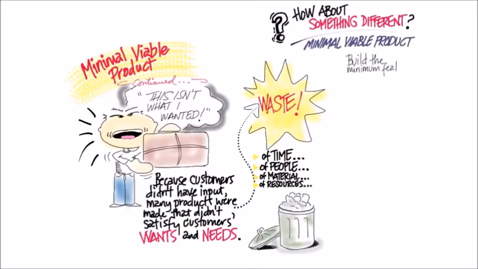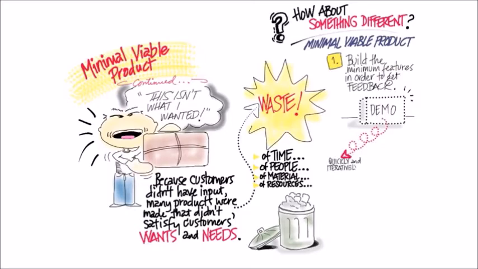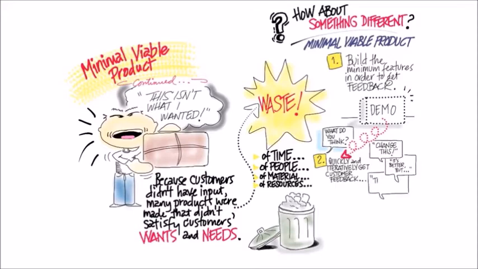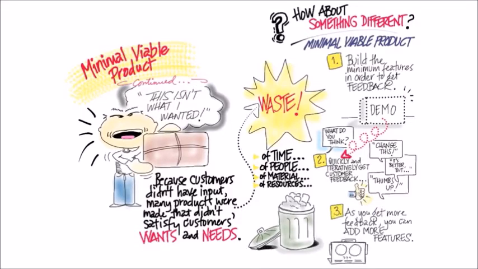Build the minimum features in order to get feedback. Now, feedback could take the form of input verbally, or they gave you early orders, or they gave you anything that was valuable in helping you come to closure of what should we be building in what order. And by the way, an MVP could be something as simple on the web as a wireframe or a PowerPoint slide, or for a physical product, it could be a physical mock-up, or it could be a working part of the system. But as you get more feedback, you could start adding more features.